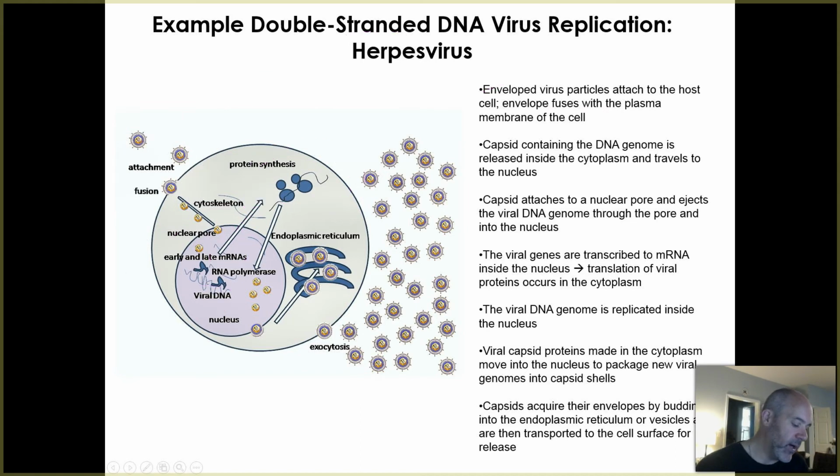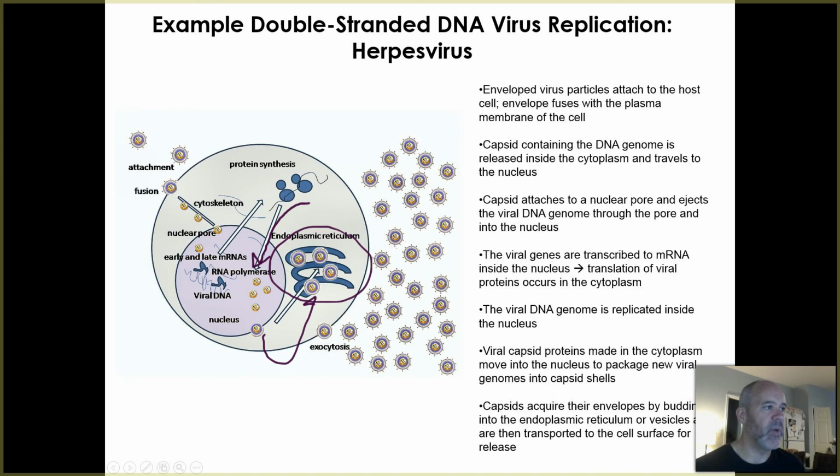All right, and then you notice we've got an arrow here because a lot of those viral proteins have to go back inside the nucleus so that you can package up and make new capsids. So the DNA is going to be copied in the nucleus, and these capsid proteins have to also go in the nucleus and assemble new capsids. And then over here what you see is they're showing you the endoplasmic reticulum. That's a membrane covered compartment, an organelle inside eukaryotic type cells.